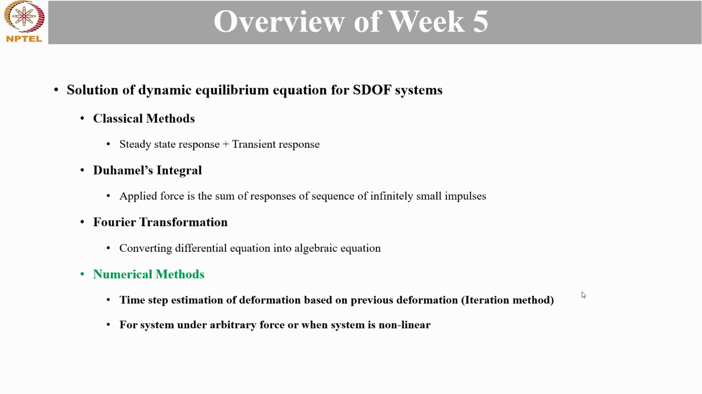Now, an SDF system, a single degree of freedom system, can be solved in 4 ways. In the first week, we got an overview of this, but now we can understand all four. So what are these four methods? First is the classical method, in which the response of a structure is divided into two parts: the steady state response and transient response. Steady state response is due to natural vibration of the system, and transient response is due to applied force.